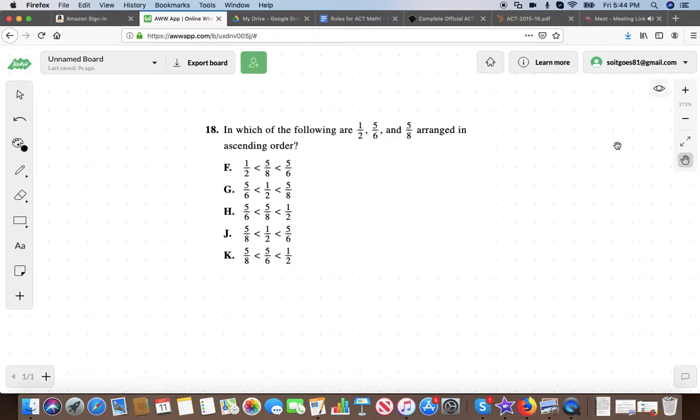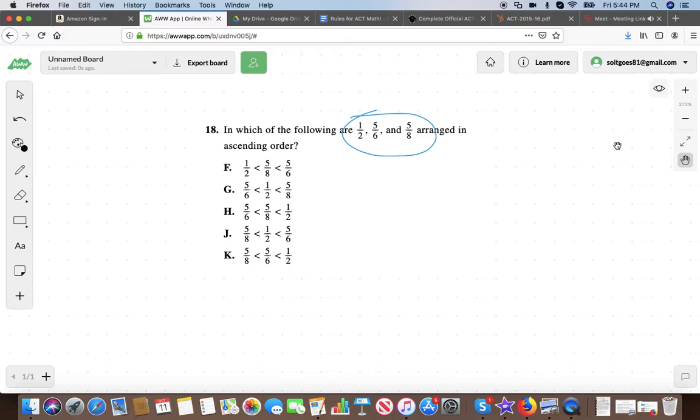Oh, this one's great. Which of the following are 1/2, 5/6, and 5/8 arranged in ascending order? Okay, what does ascending order mean? They're getting larger, going from smallest to greatest. Oh boy, I've got such great news for you. You don't have to deal with fractions on the ACT. Ever.